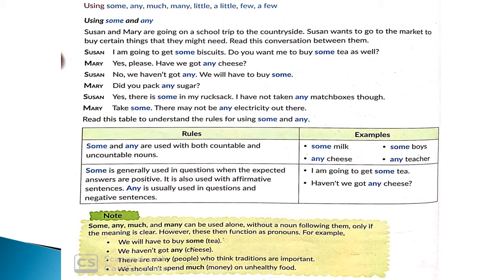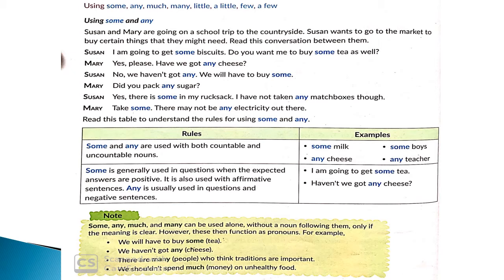For example, some milk, milk is uncountable. Some boys, boys are countable. Same way, any cheese, cheese is not countable, and any teacher, teacher is countable. So both can be used for countable and uncountable. But what is the difference between them? Some is generally used in questions when the expected answers are positive. When we know the answer will be probably positive, then in the question we use some.